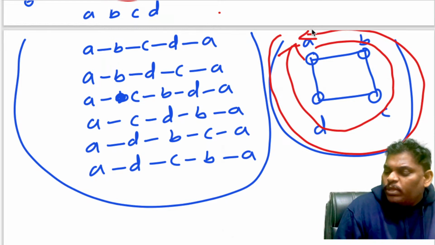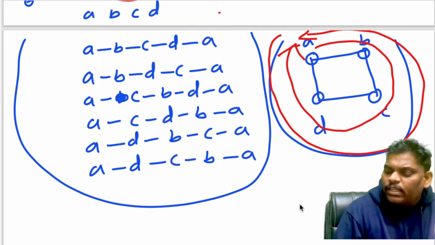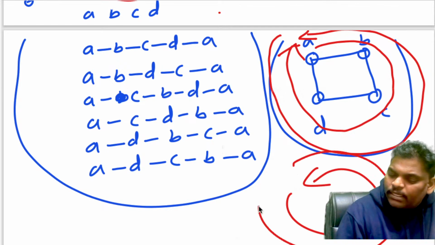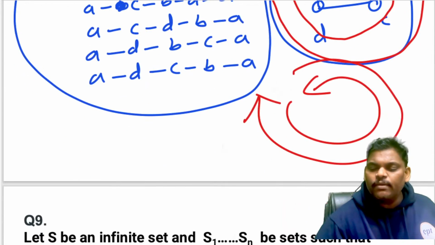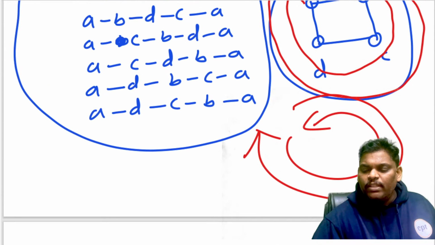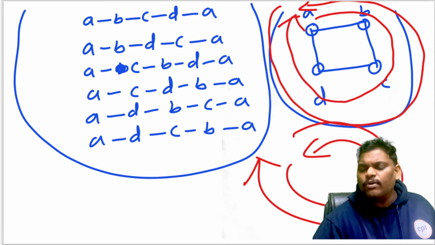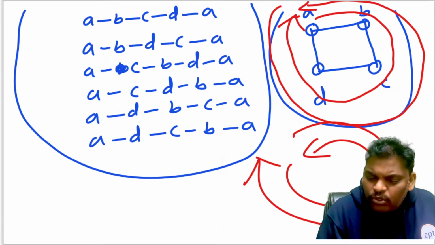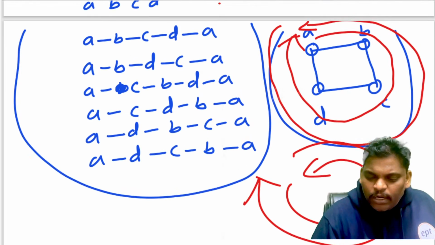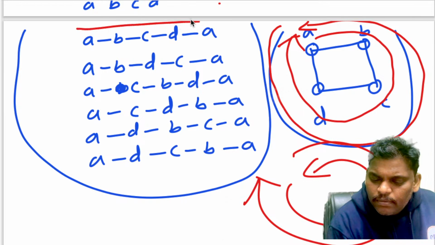Whether you go A to B, B to C, C to D, D to A, or A to D, D to C, both are one cycle only. Whether you go clockwise or anti-clockwise, that is one cycle only. So what I mean to say, if anyone is still not getting it, is A to B, B to C, C to D, D to A.